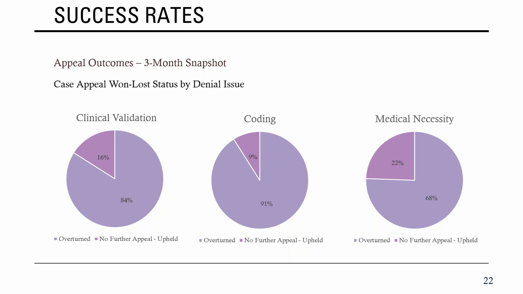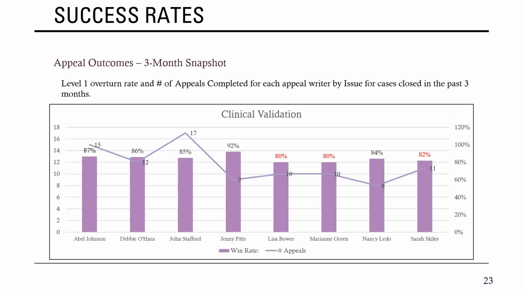I would only count your losses as being the ones that you have taken all the way as far as you can, and you've still not been able to win it. And that's just my recommendation. Okay, so we've got our 84%, our 91%, and our 68%. So let's break it out by our staff and see how our staff's doing.